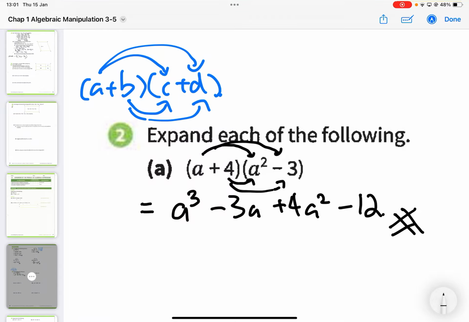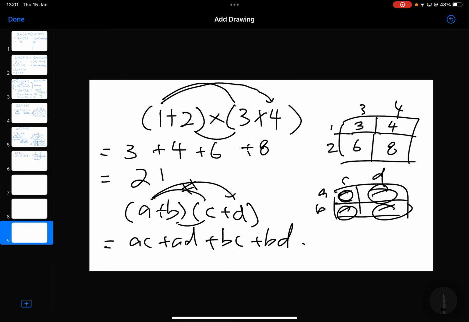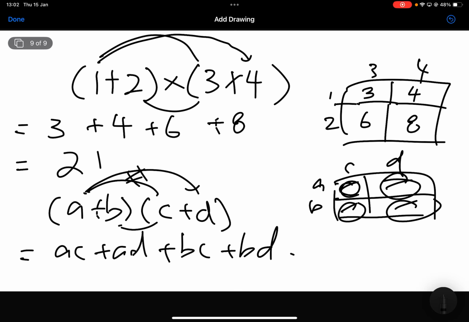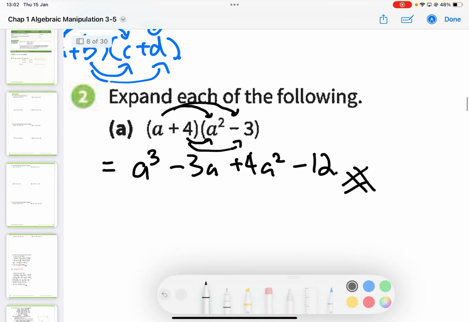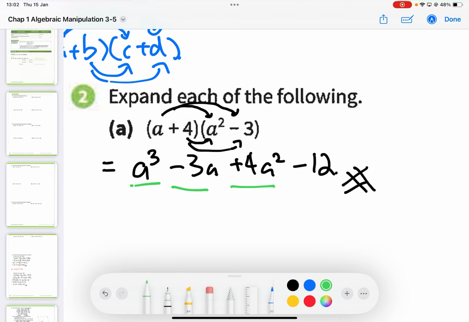And then, if we look back at what I drew just now, we have 4 terms. Just like my numbers, my numbers also have 4 terms: 3, 4, 6, 8 add together to give 21. Then when I change this to alphabets, I also have AC, AD, BC, BD. 4 terms: 1, 2, 3, 4. And now when I look at my workbook, I also have 4 terms: 1, 2, 3, 4. Can?